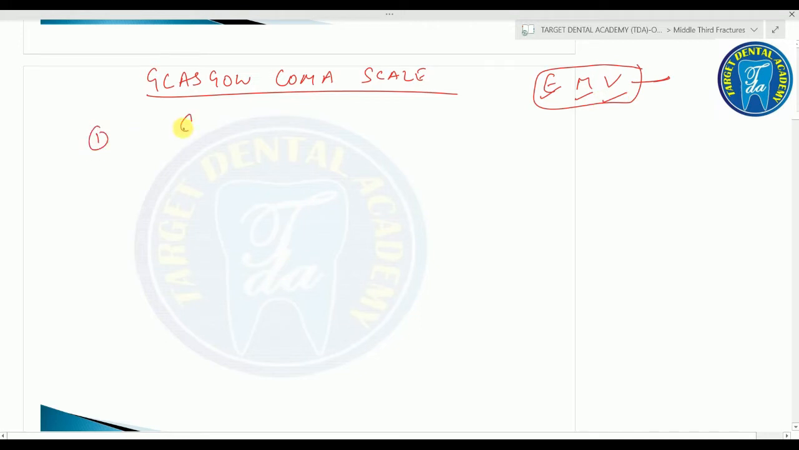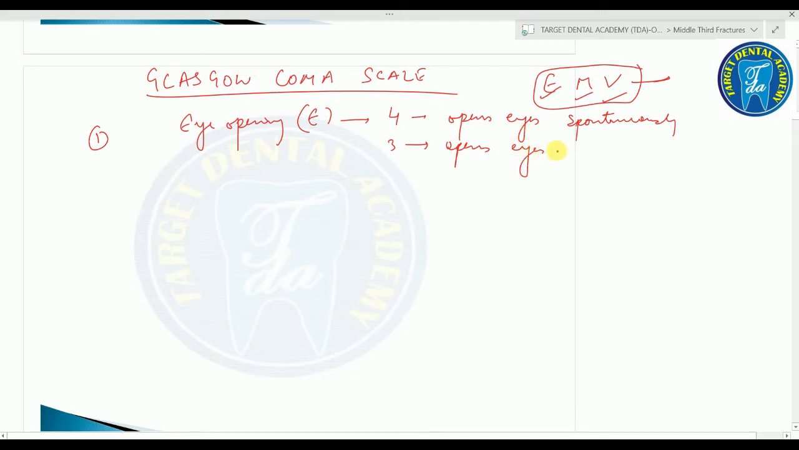Number 1, we have eye opening, which is denoted with capital E. Fine. So in this we have scale 4, which opens the eyes spontaneously. Scale number 3, opens eyes to the voice. 2, opens the eyes to pain. And scale 1 is when there is no eye opening.